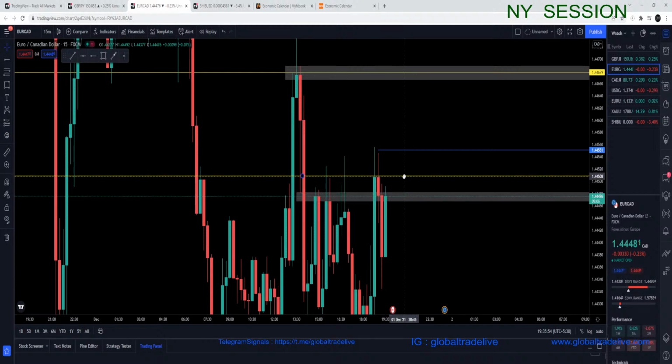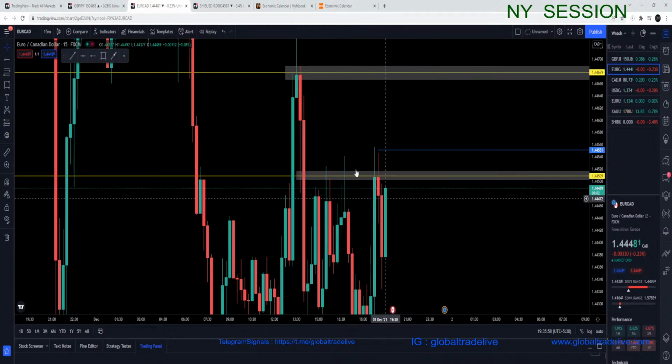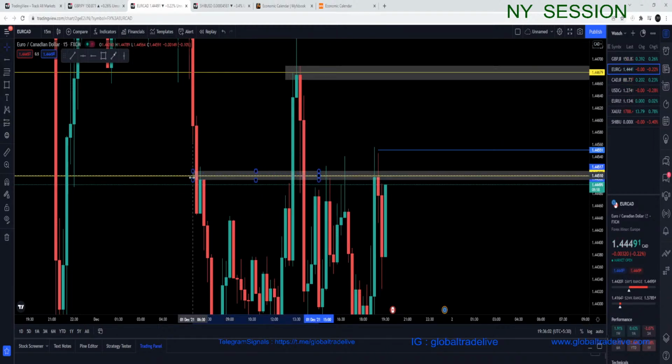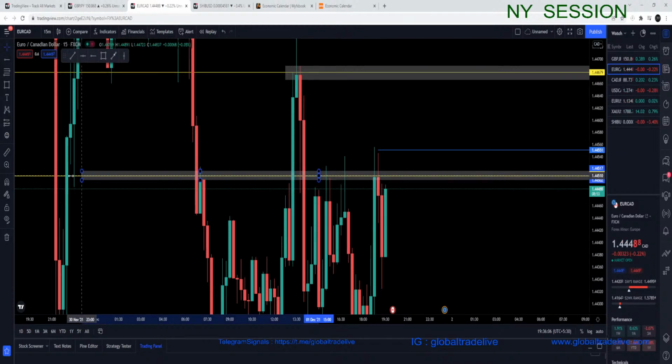Now this becomes the new resistance, which is matching with this area, also this wick.